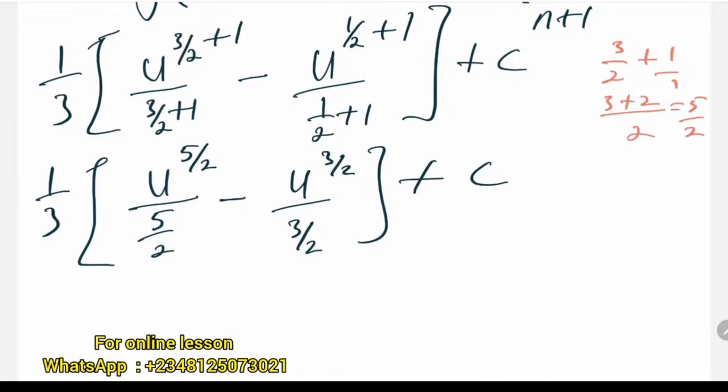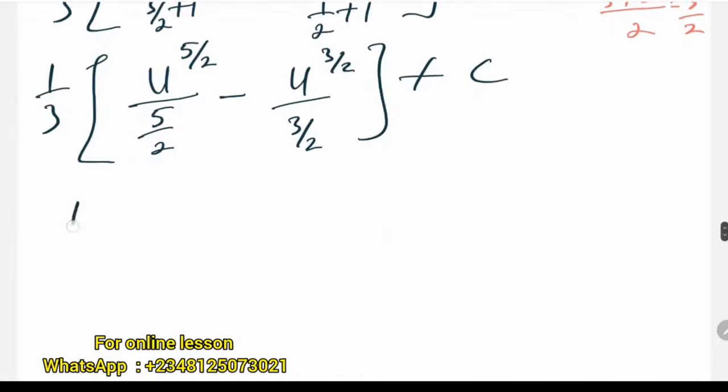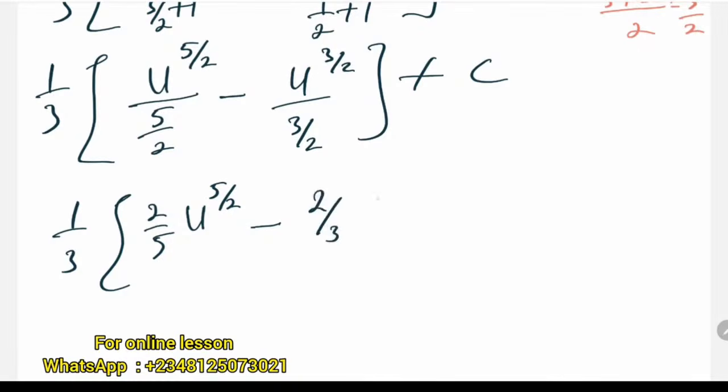Okay. Then we proceed by saying 1 over 3 multiplying 2 over 5 now. We have u raised to power 5 over 2. Then minus 2 over 3 here, then u raised to power 3 over 2. We'll put our constant here. We'll keep on going. Remember that our u is not the final answer, because u is a substitute for x raised to power 3 plus 1. Okay.